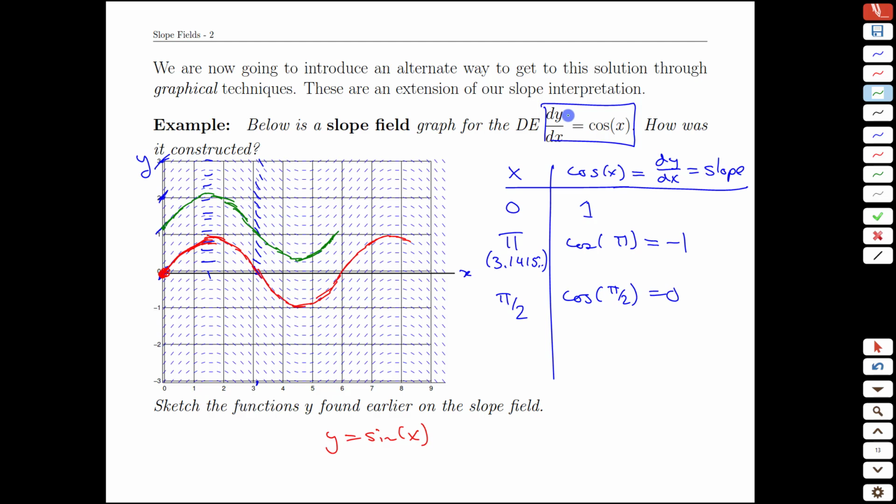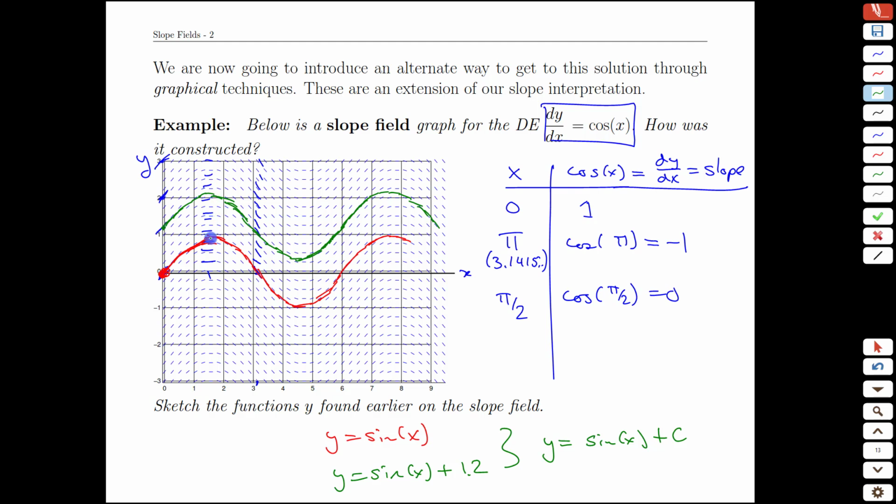Why is that the rule? Because we're sketching y, and the slopes of y are defined by cos of x. That's how we drew those lines in the first place. And lo and behold, we get other solutions that look like this, like plus 1 and a bit, say 1.2. Oh wait, all of these are of the form y equals sine of x plus c.